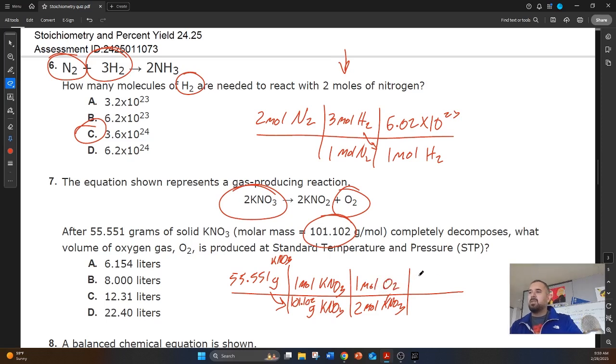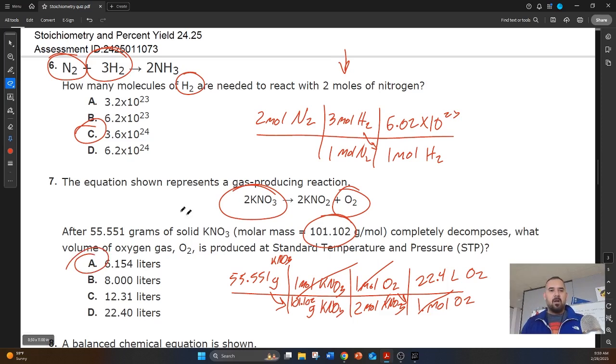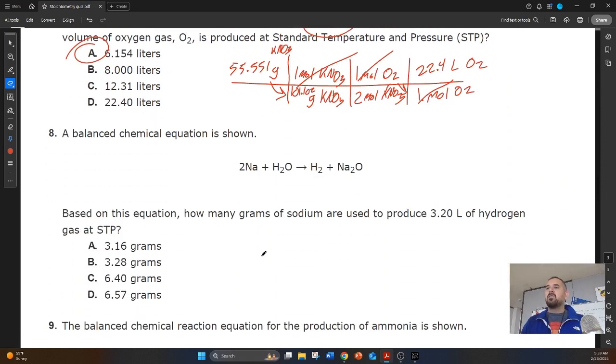Now our last step is going to be to convert moles of O2 to liters of O2. So at the bottom, we're going to put 1 mole of O2 is going to be 22.4 liters of O2. So we cross out the ones, and then in our calculators, let's all do this together. So 55.551 divided by 101.102 divided by 2 times 22.4, and I got 6.15. So A was my answer. And most of y'all got that, so good job. Let's move to the next one.